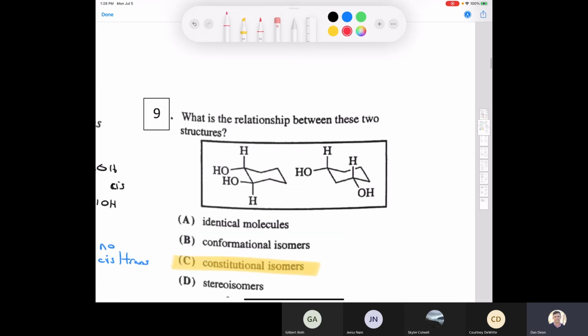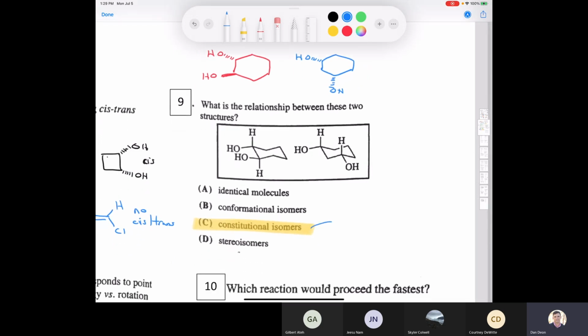Why? Because if you look at the first one, it's just a 6-membered ring, right? It's just a cyclohexane. You have one hydroxyl going down. You have the other hydroxyl going up like this. But if you look at the other molecule, we have a hydroxyl going down here, and then we have another hydroxyl going down here. So the connectivity is completely different, okay? They both have the same molecular formula, but different connectivity. So we'll put here constitutional isomers, and we'll put different connectivity, but same molecular formula.